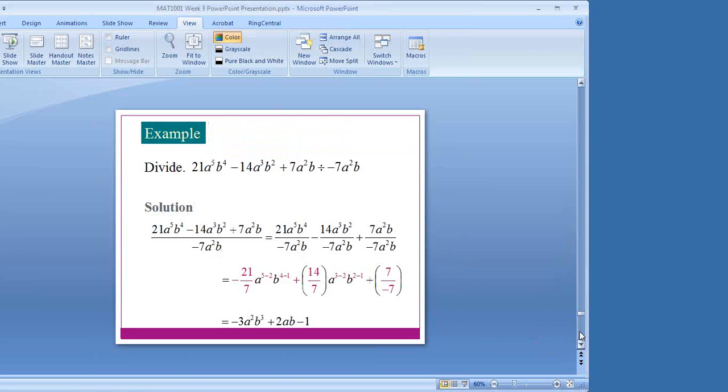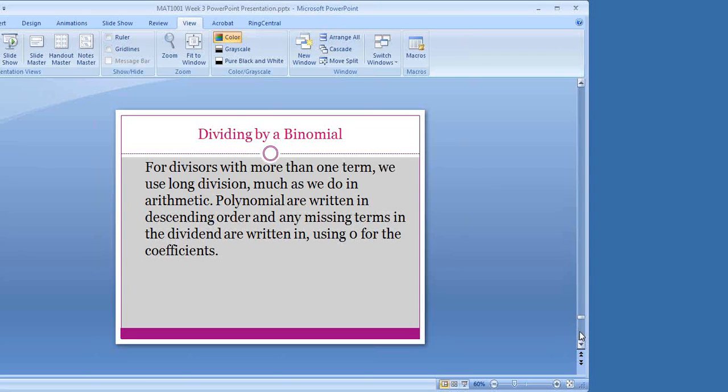Here's another example where we're just dividing by a monomial, and you can see I just took each term and divided it by that -7a squared b, and then applied the exponent rules that I already learned.